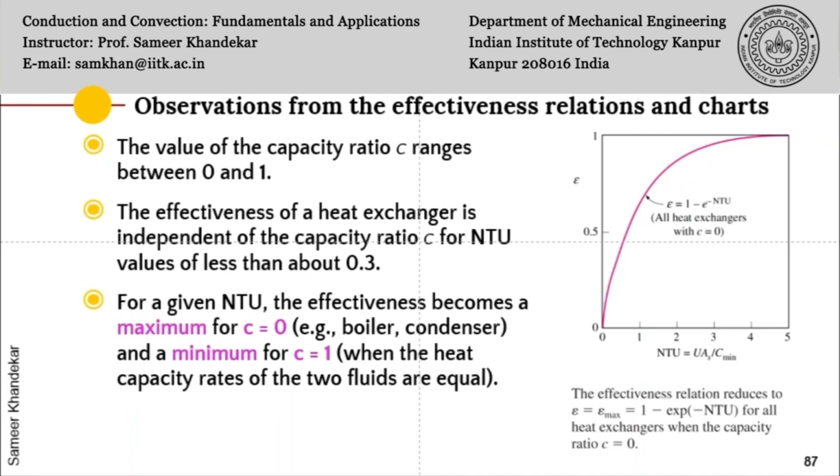So if you have a boiler or a condenser, for example, then because of the phase change process, there is no delta T happening throughout the heat exchanger; the same temperature of either boiling or condensation prevails, and therefore there is no change in the potential difference as far as one fluid is concerned. It is logical that when C is equal to 0 for a given NTU, the effectiveness becomes maximum. And of course, when the heat capacity rates of the two fluids are equal, you will get a minimum. That also can be ascertained from the analytical expressions and the graphical figures which are given alongside.